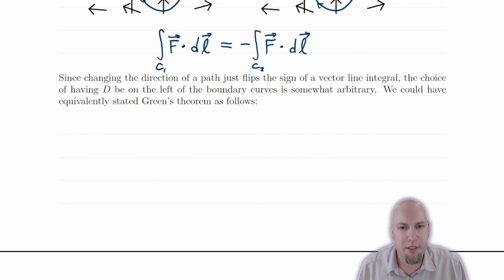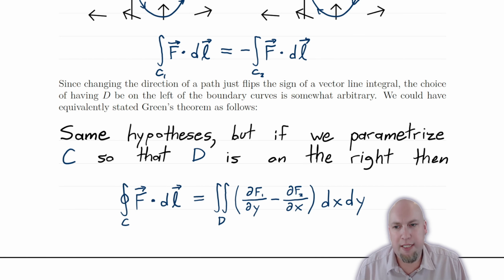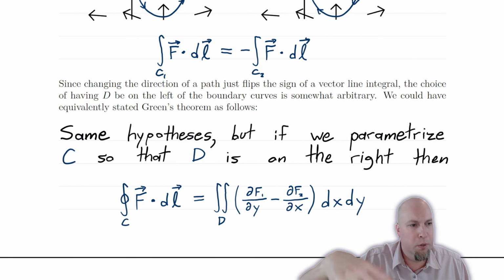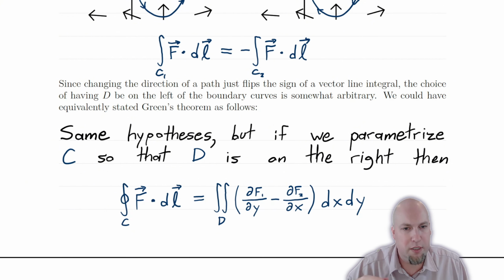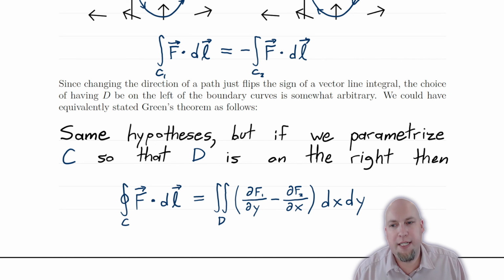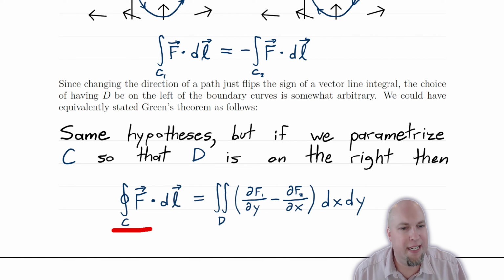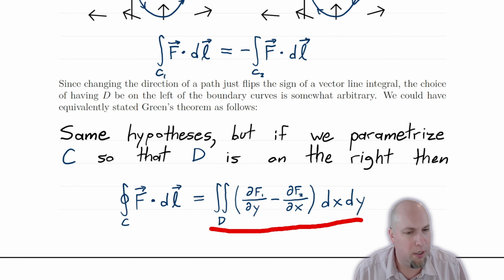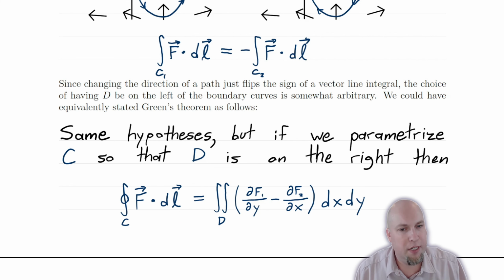If you wanted to, you could phrase Green's theorem like this, okay? All the same hypotheses: a nice closed bounded region, the boundary curves are nice, C1, and so on. But this time we're going to parameterize the boundary so that D is on the right when we walk around that boundary. All that would change is that the vector line integral is going to be the negative of the expression that we saw before. So we just get an extra negative sign.